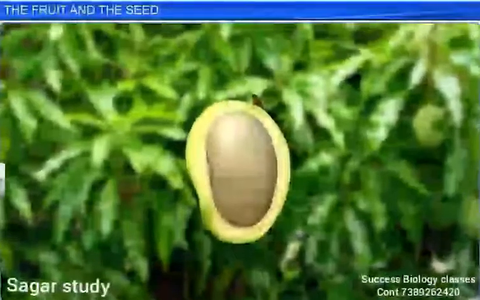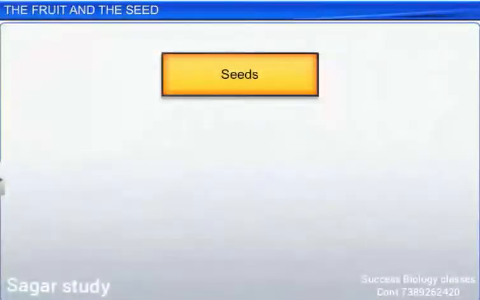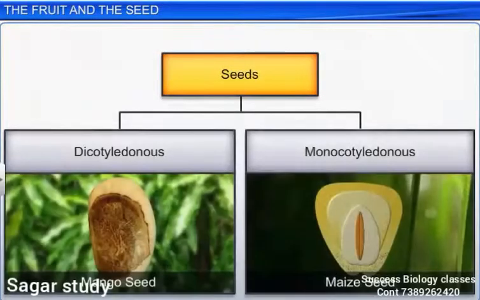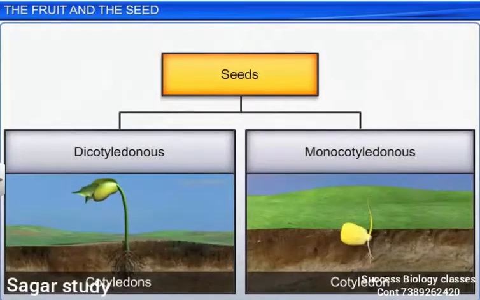Apart from the pericarp, the other part of a fruit is the seed. Based on the number of cotyledons, the seeds of flowering plants are classified as dicotyledonous and monocotyledonous. A seed with 2 cotyledons is called dicotyledonous, and with a single cotyledon is called monocotyledonous.